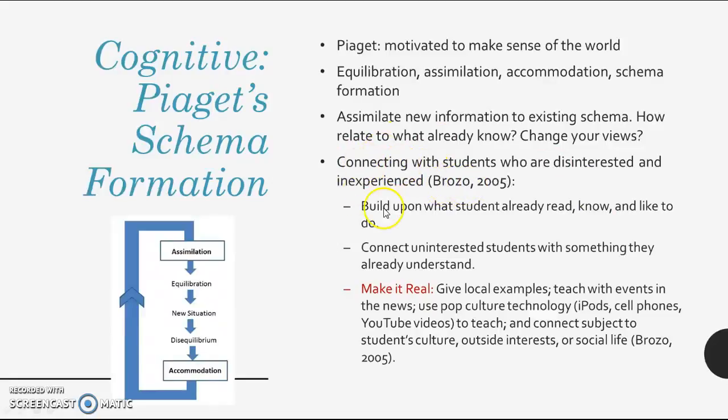Brozo wrote an article about connecting with students who are just interested in experience. Some recommendations the article makes are that instructors can build on what students have already read, what they know, and what they like to do. So encourage them to make a connection between the new information you're teaching and what they already understand and what they're interested in.